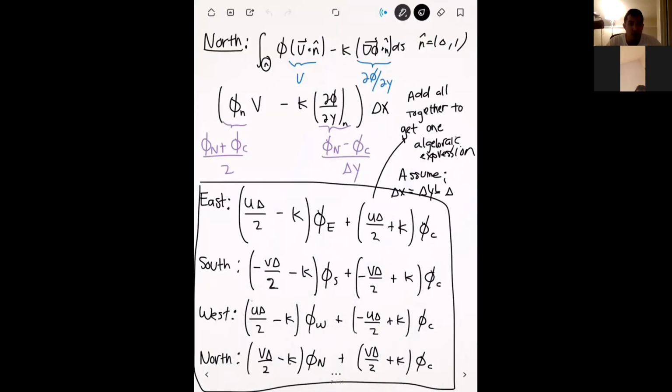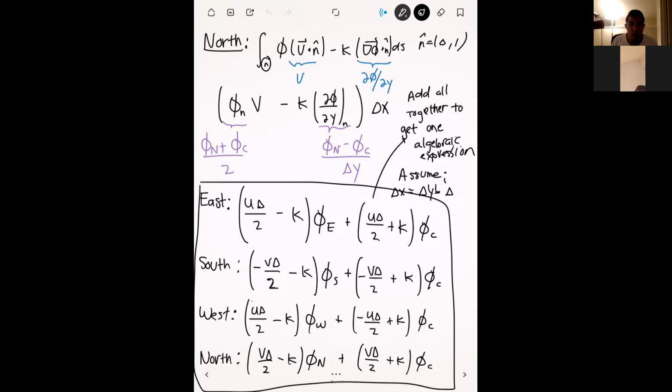And so in the end, once we plug in all the approximations and all of the finite differences, we end up with the following 4 expressions for the 4 integrals, right? The east face is equal to u delta divided by 2 minus k, that's the coefficient in front of phi east, which is our east neighbor, plus u delta divided by 2 plus k, that's the coefficient for phi sub c, which is the centroid, or yourself, the center cell, right? And then we have the south, the west, and the north. I broke it up like this so that you can see individually what each integral is contributing to the whole thing, right?